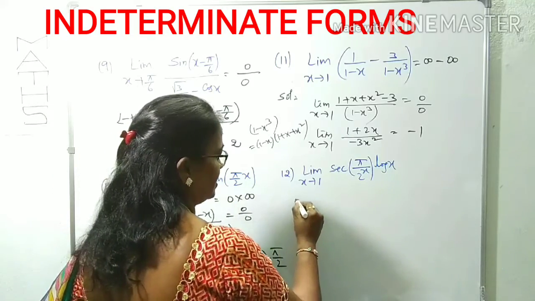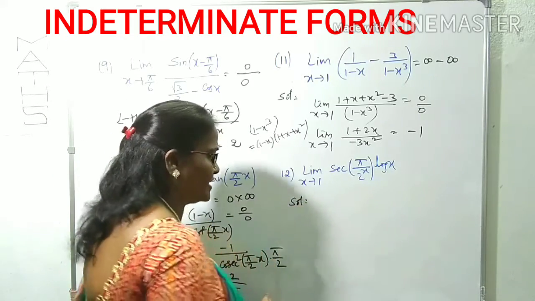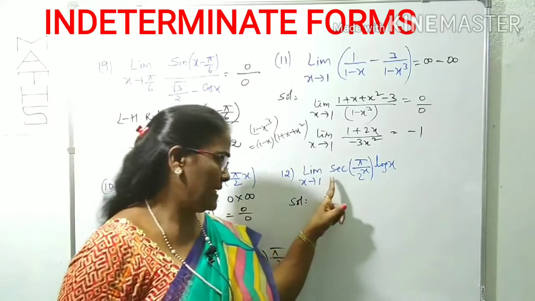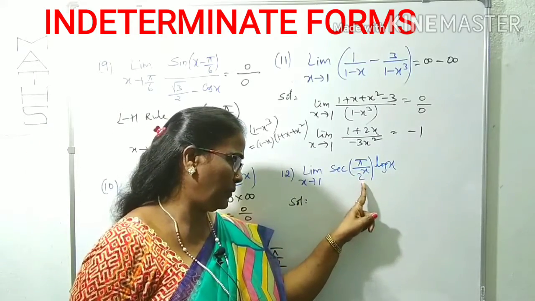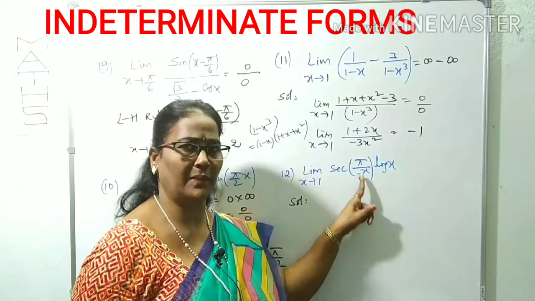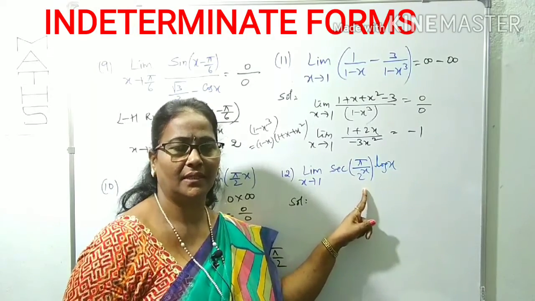Now look at the next question. For this, what is this form? You can look at here. X tends to 1, sec of pi by 2 power 1 is pi by 2. Sec pi by 2 is clearly what?